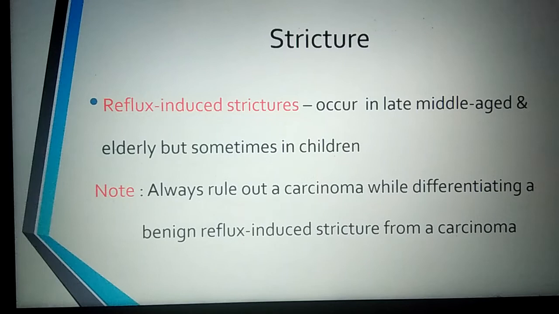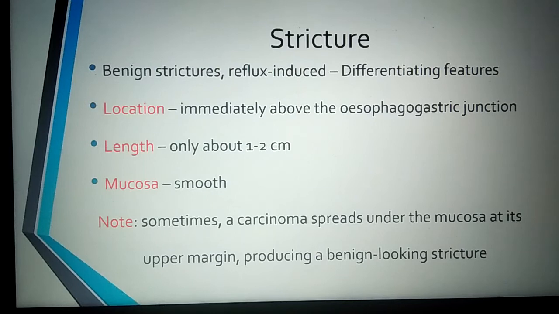So any middle-aged or elderly patient presenting with difficulty in swallowing and other symptoms of GORD, always rule out a carcinoma. So benign reflux-induced stricture should always be differentiated from a carcinoma, malignancy in the esophagus. So how to differentiate between a benign stricture or malignant stricture?